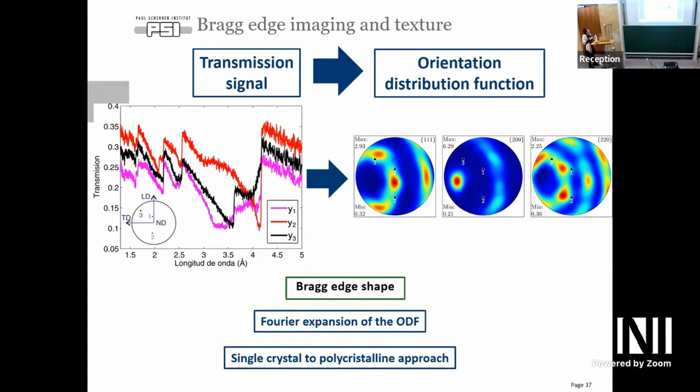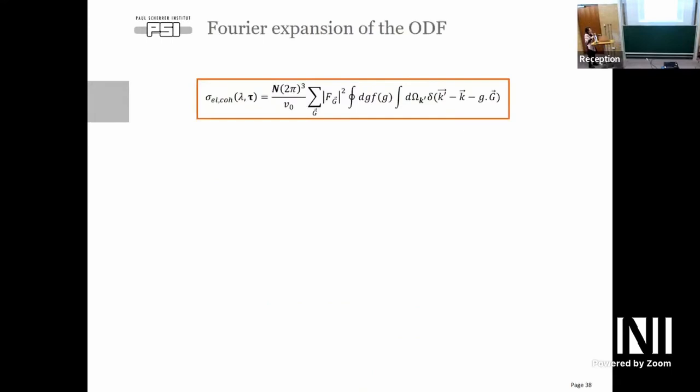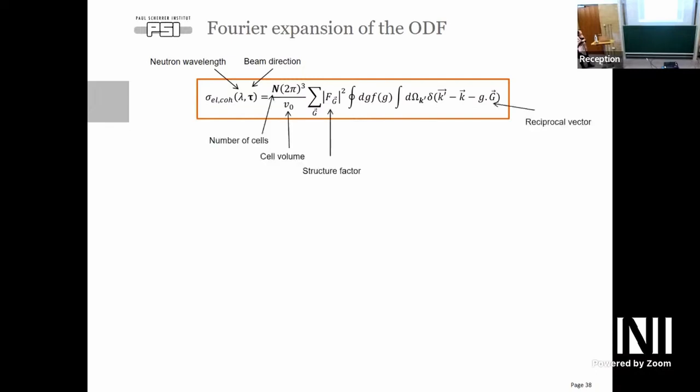The first one is the Fourier expansion of the ODF, which I will show you right now. The second model is the single crystal to polycrystalline approach. So this is the whole expression that we have been describing, the integral that we were describing, written in terms of the ODF. If we look at how this looks, we have the dependence on the wavelength and the beam direction here. We have the number of unit cells, the volume of the unit cells, and the structure factor of the different reflections.